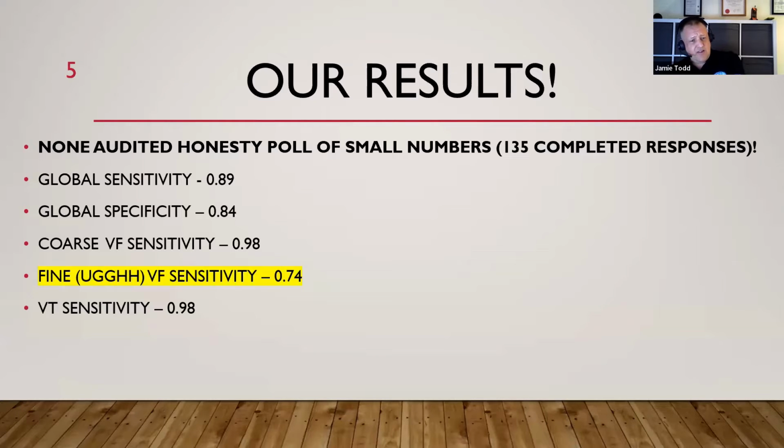So a very coarse VF was about 0.98, so people got it right 98% of the time. And for VT, ventricular tachycardia, because it assumed nothing had a pulse, that was a shockable rhythm, also 0.98. So people were very good at recognizing that. But when it came to a lower amplitude VF, defined in there as fine VF, sensitivity was much lower. Less than 75% of those were correct.